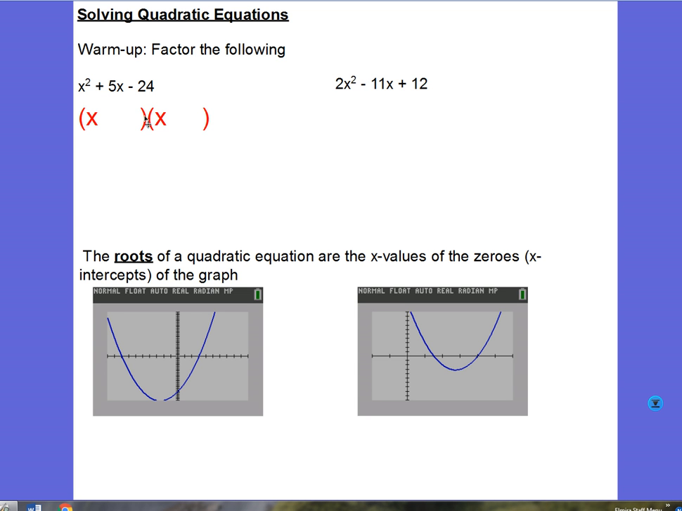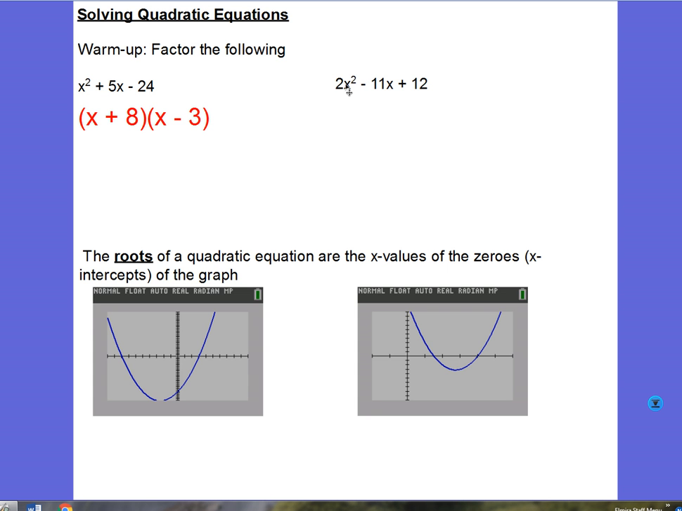So we start out with our x's. The minus sign tells me that the signs have to be different. And the numbers that multiply to 24 and subtract to 5 would be 8 and 3. 8 goes with the plus because the 5 is plus, and 3 goes with the minus.